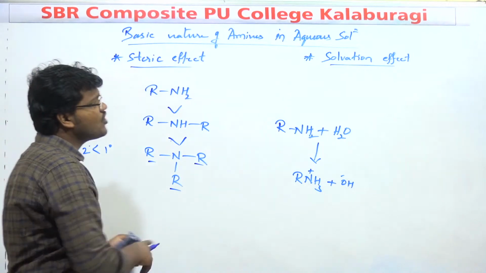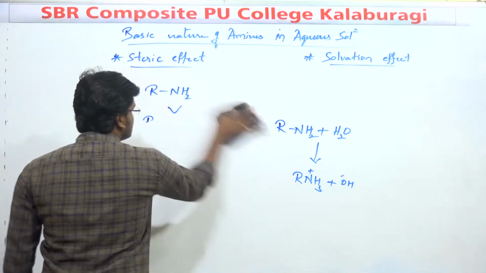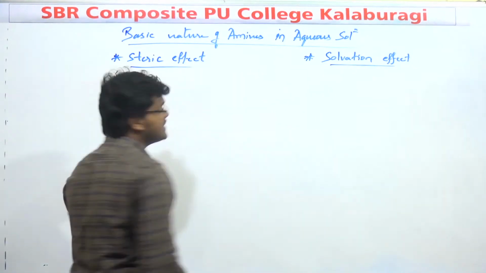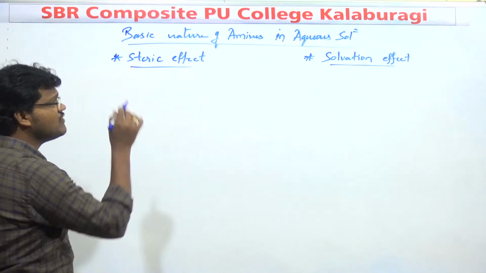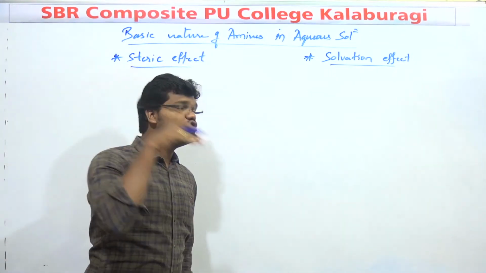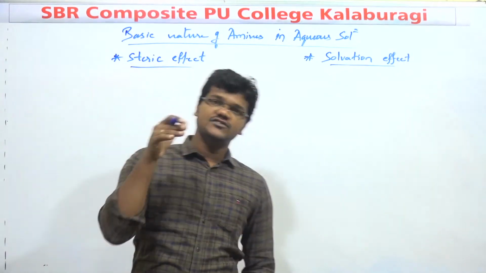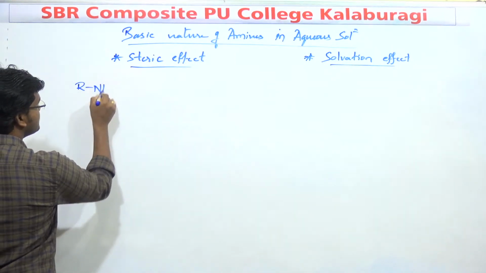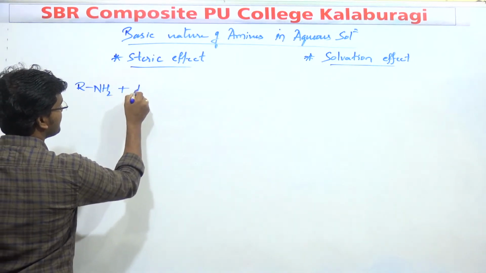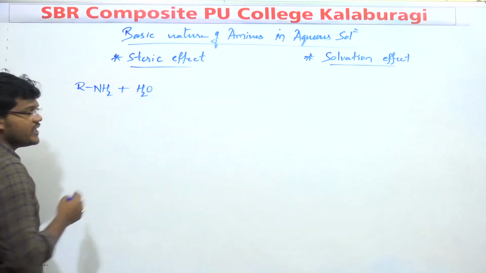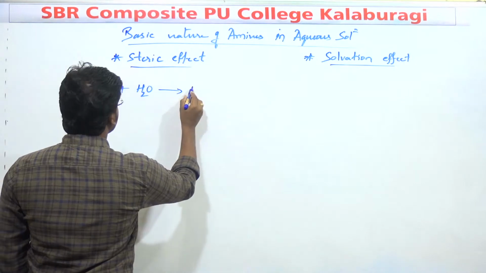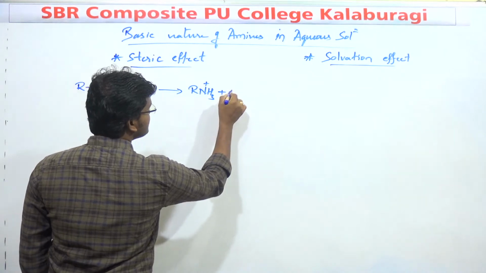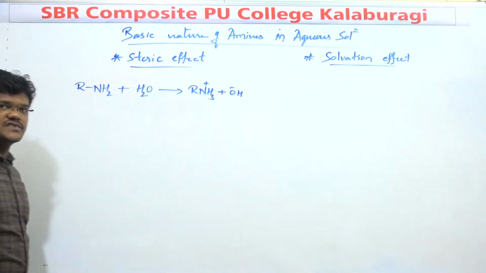Now let me talk about the solvation effect too. What does this solvation effect give an idea of? Solvation effect is nothing but when an amine is dissolved in water. For example, I am having a primary amine. Primary amine is made to react with water, H2O. So this is going to form RNH3 plus OH minus.